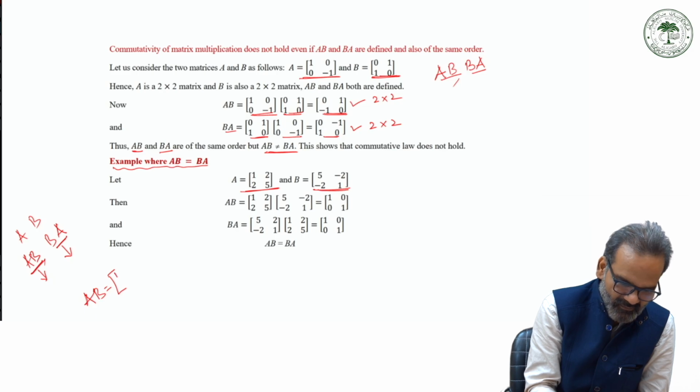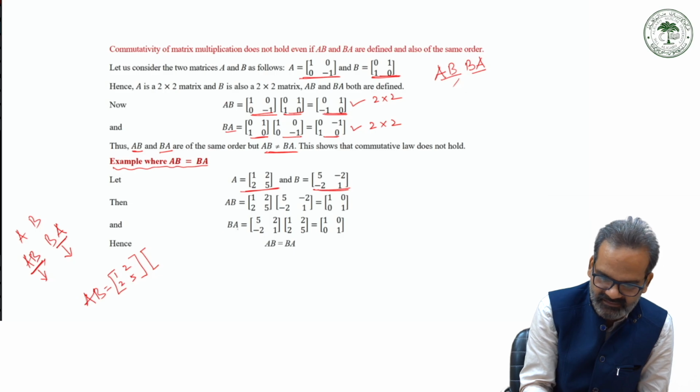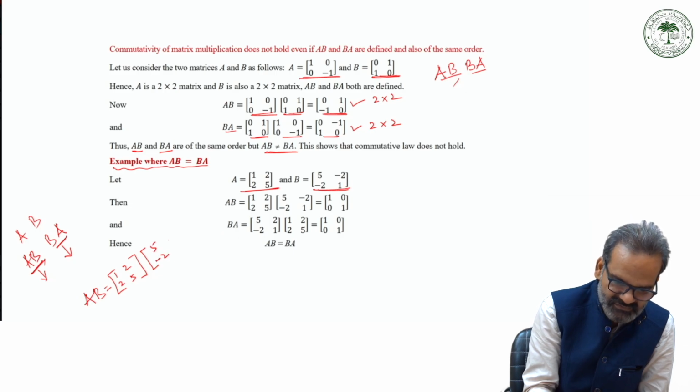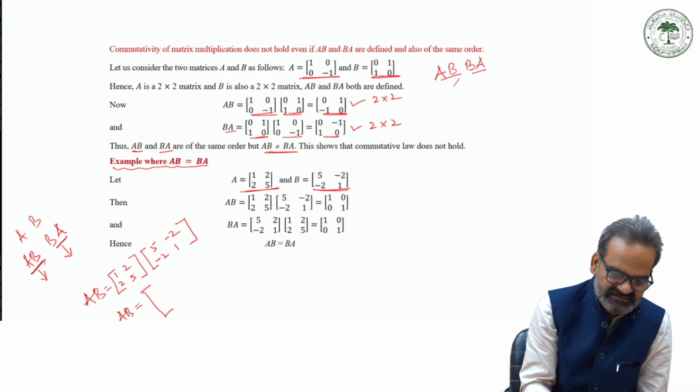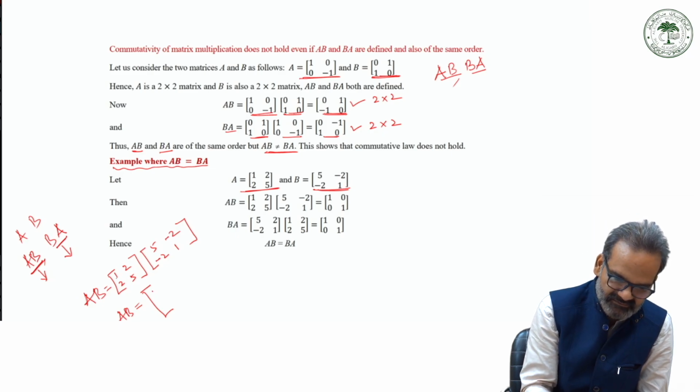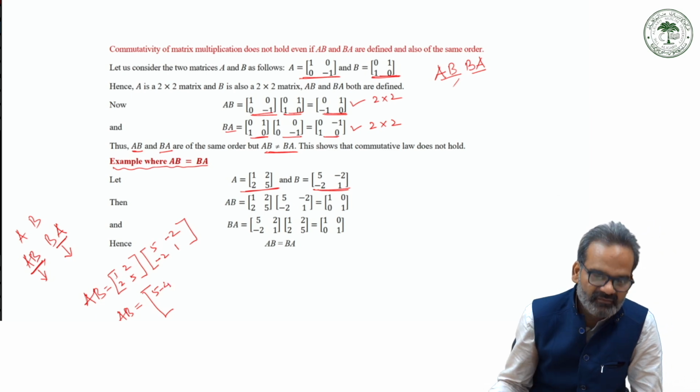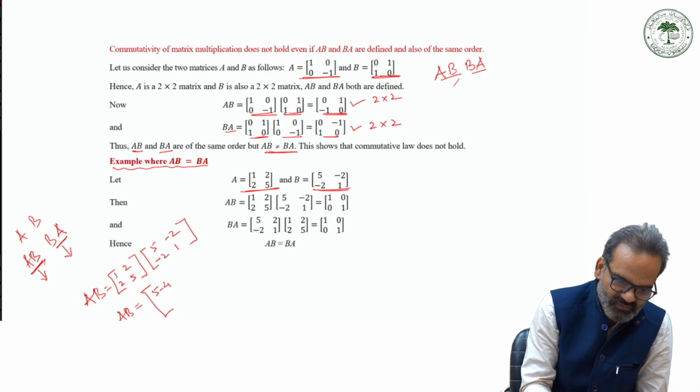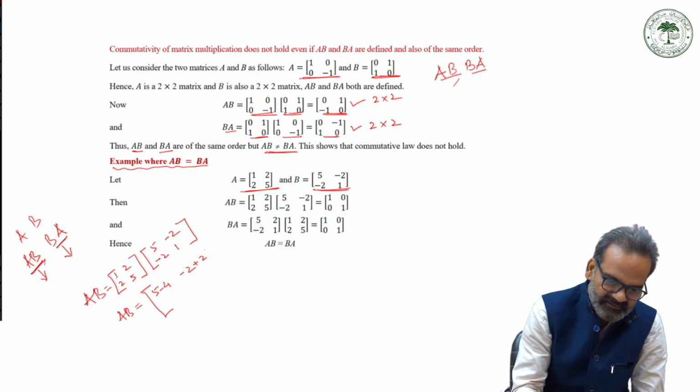AB is what? A is [1, 2; 2, 5] and B is [5, -2; -2, 1], right? So the product AB is what? Take the first row of the first matrix and multiply it with the first column of the second matrix. 1 into 5 is 5. 2 into -2 is -4, so that is 5 minus 4, right? Multiply the first row with the second column. 1 into -2 is -2 and 2 into 1 is plus 2, right?